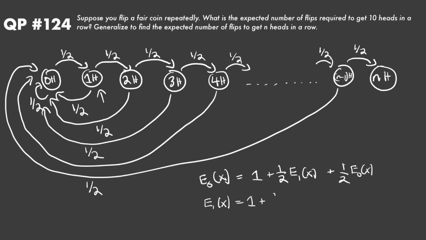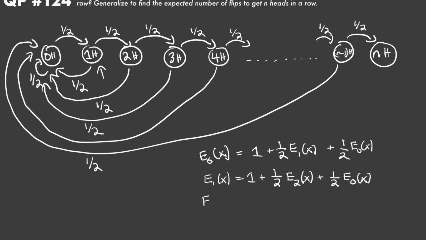I'm going to have a 1/2 probability of going to the state when I have 2 heads in a row if I flip another heads, and a 1/2 probability of going back to the state when I have 0 heads in a row if I flip a tails. Same for e sub 2 of x. It's going to be the same idea.